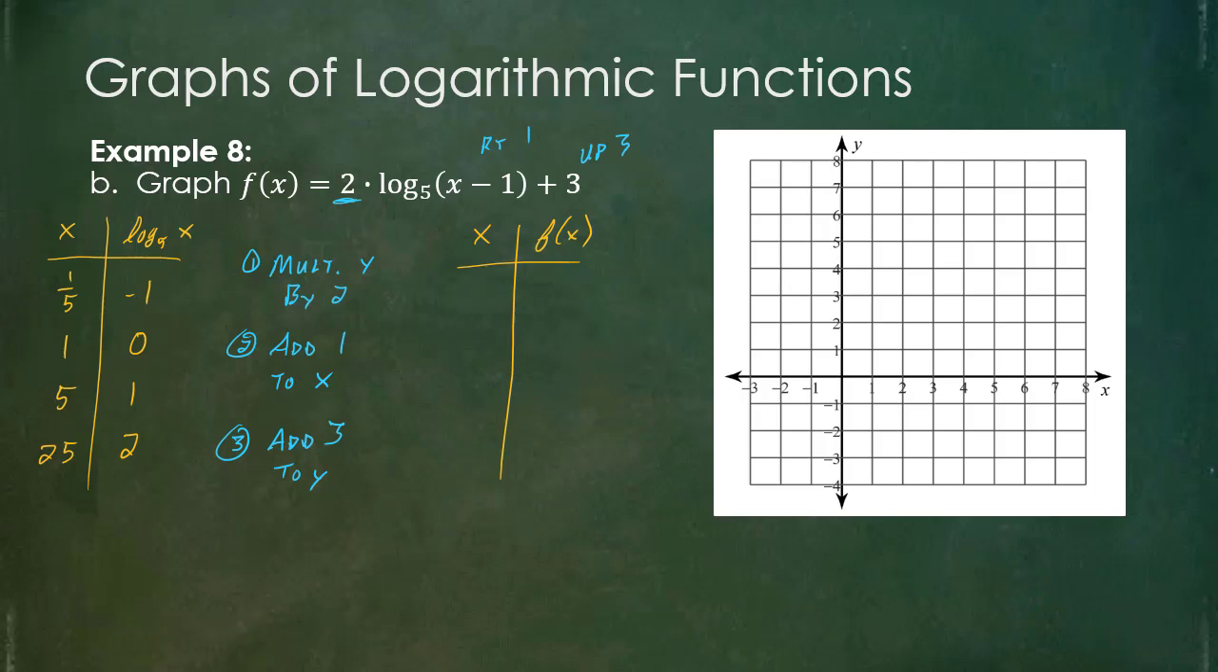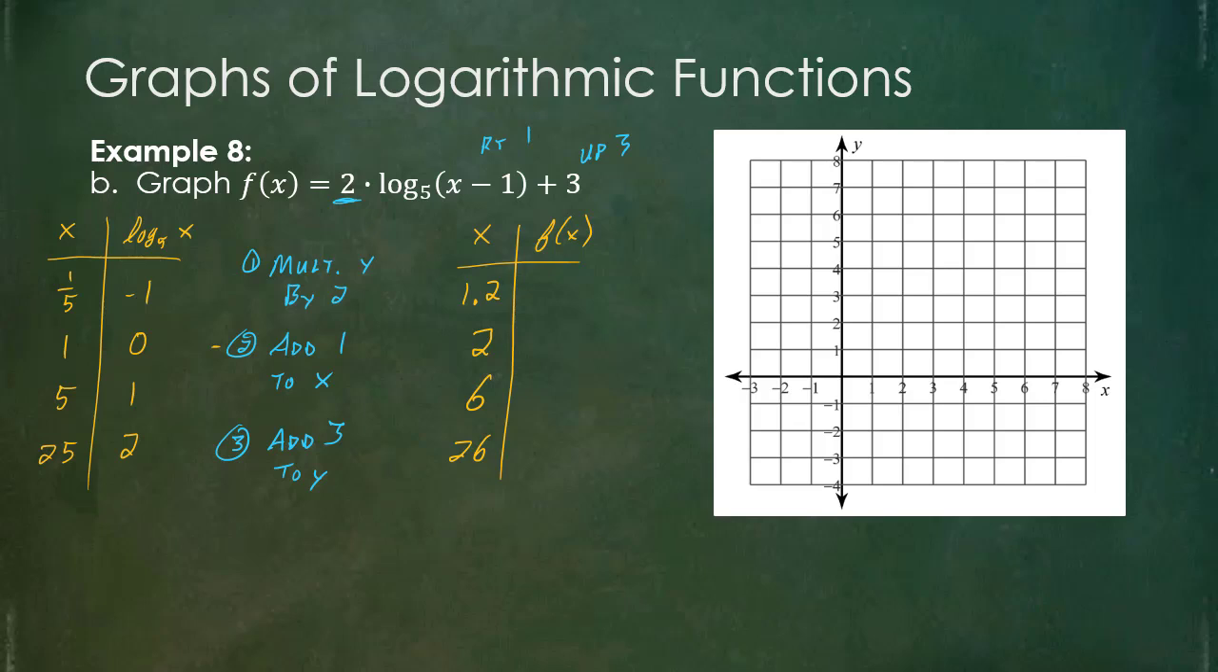So I'm just going to adjust each of these accordingly. I'll start with the x's. The only thing that changes the x's was the second step, so I'm just going to add 1 to each of those x's. So 1/5 would turn into 6/5, or 1.2. 1, if I add 1 to it, would turn into 2. 5, if I add 1 to it, would turn into 6. And then 25, that's too big for my grid anyway, so I'm not going to worry about that one. But technically it would turn into 26. May as well write it down.